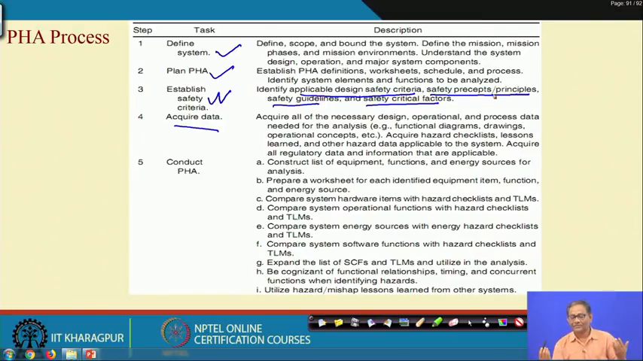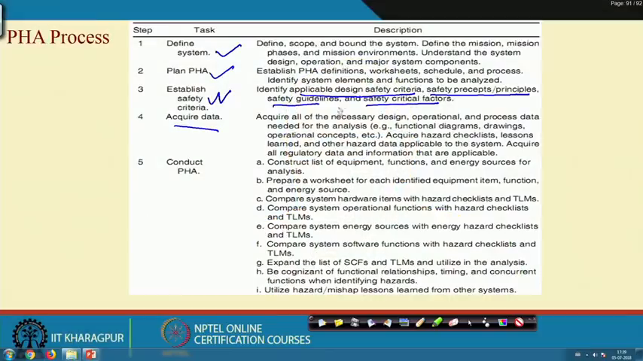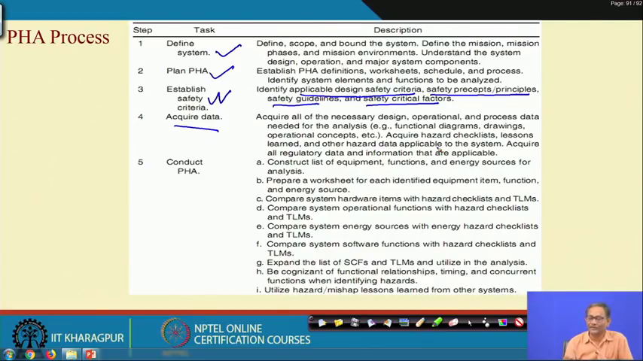There can be many principles; many companies follow 10 to 15 principles. Inspection is one principle, another is a different principle, and so on. There are safety guidelines and, obviously, safety critical factors related to humanware, software, hardware and the interface. All those things will take place here. Acquire data, fine, that you understand, and then conduct PHA.